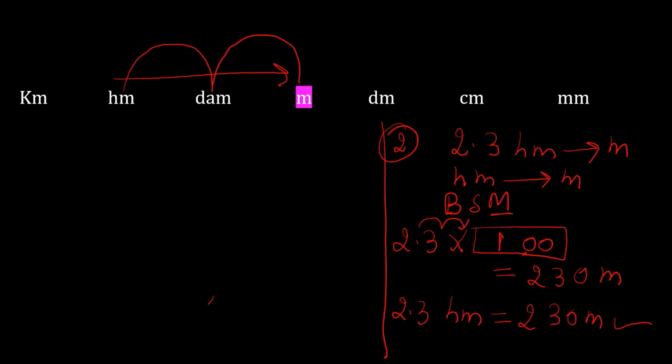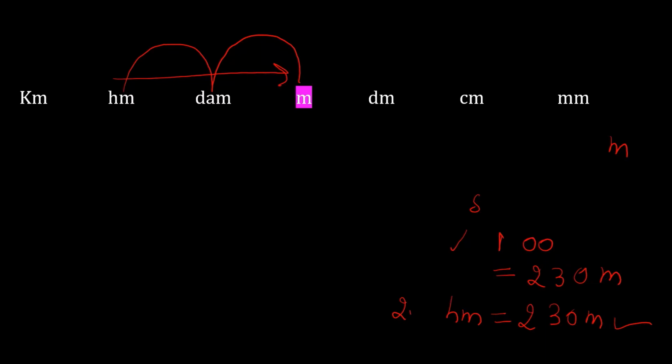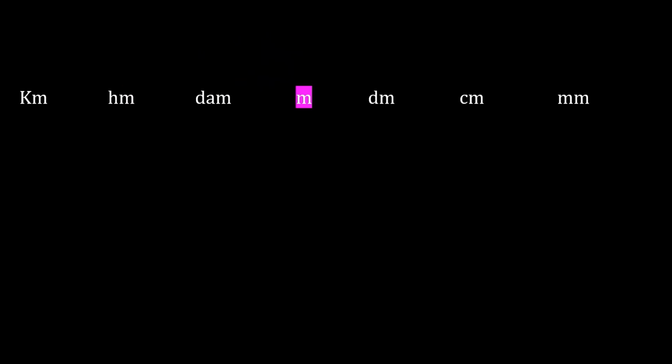So what are the steps? First, you write from which unit to which unit you have to convert. Then you see from the table whether it is big to small or small to big. Accordingly you multiply or divide. By which number? Just see how many jumps you are making. That many zeros you put followed by 1 and you do the multiplication or division.